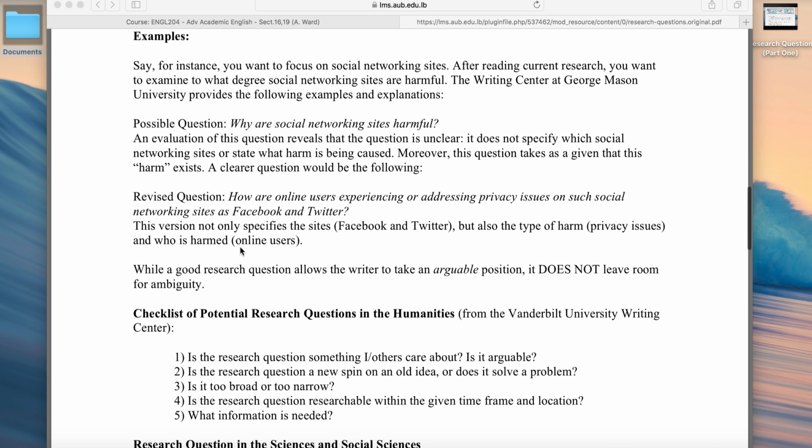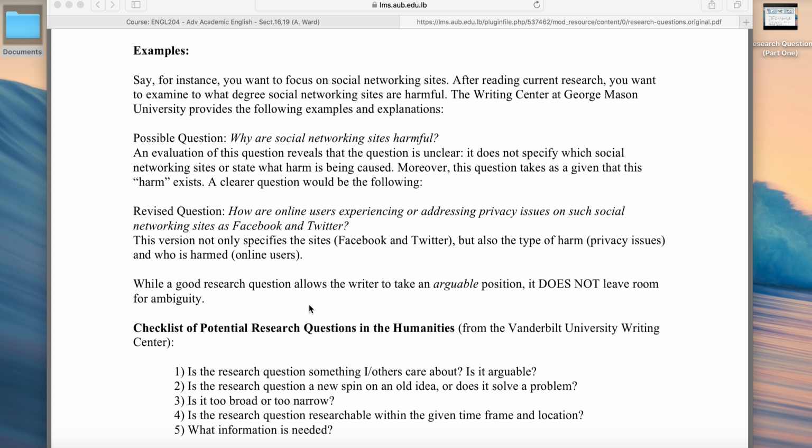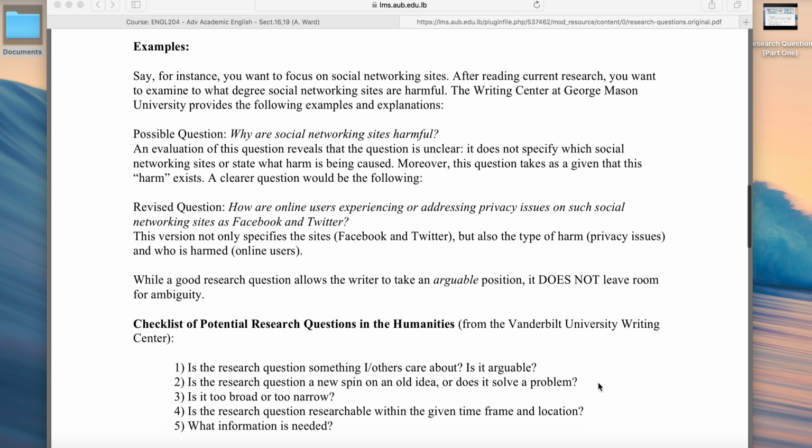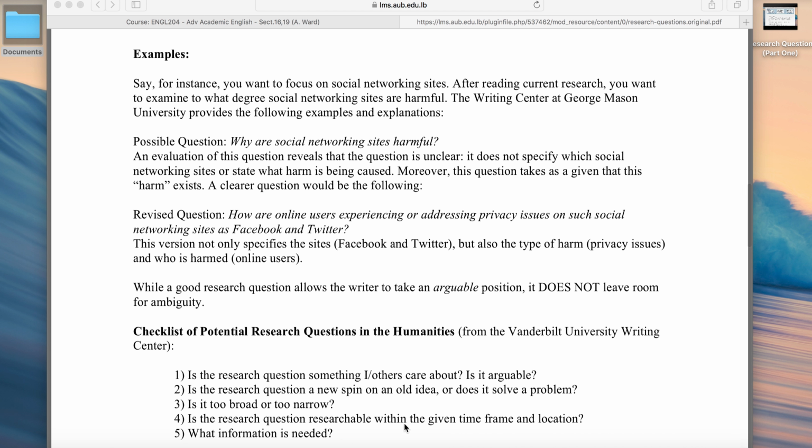So a checklist for potential research questions in the humanities, for example, would be the following. Number 1, is the research question something I or others care about? Is it arguable? Number 2, is the research question a new spin on an old idea, or does it solve a problem? Number 3, is it too broad or too narrow? Number 4, is the research question researchable within the given time frame and location?